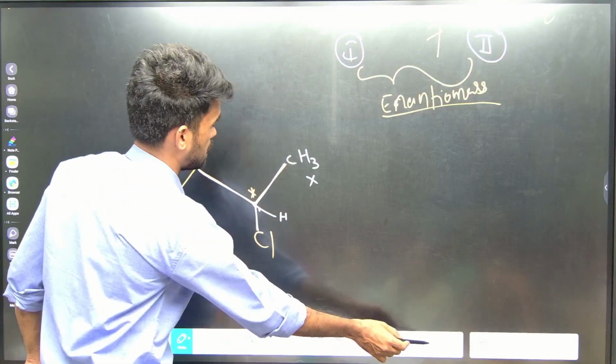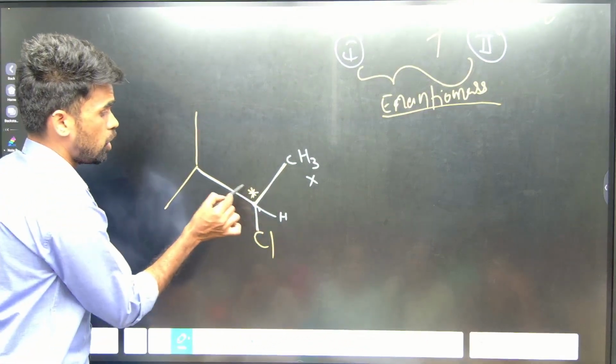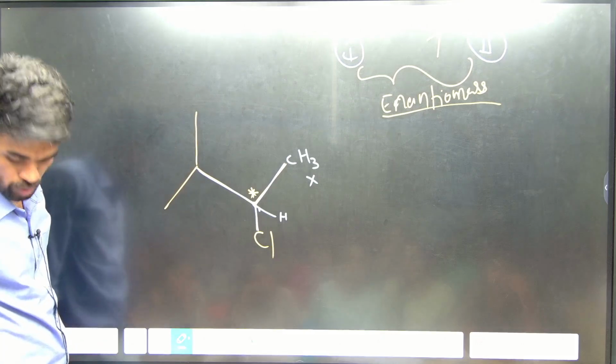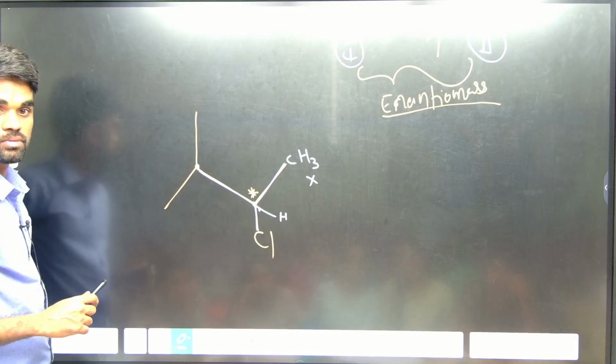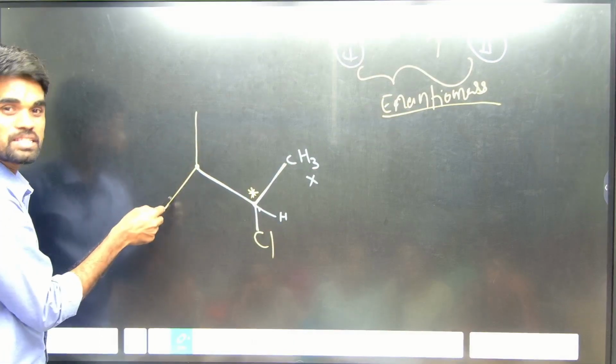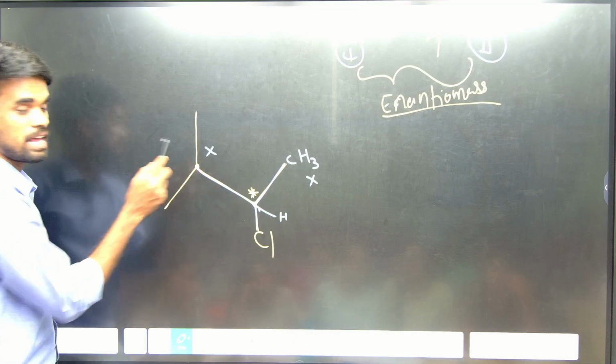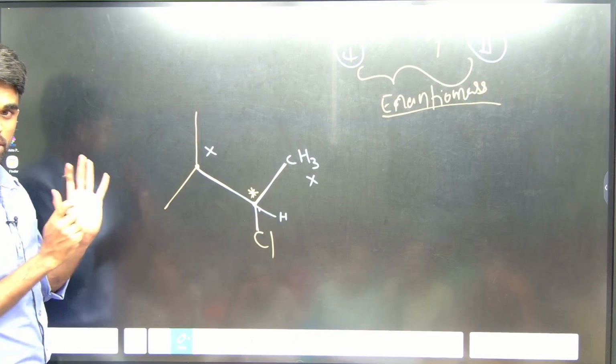What do we mean by chiral center now? They will ask you how many chiral centers are there in the given compound. Okay, what about this one? These 2 groups are same now, so you should not say this is a chiral center. Are you able to identify?